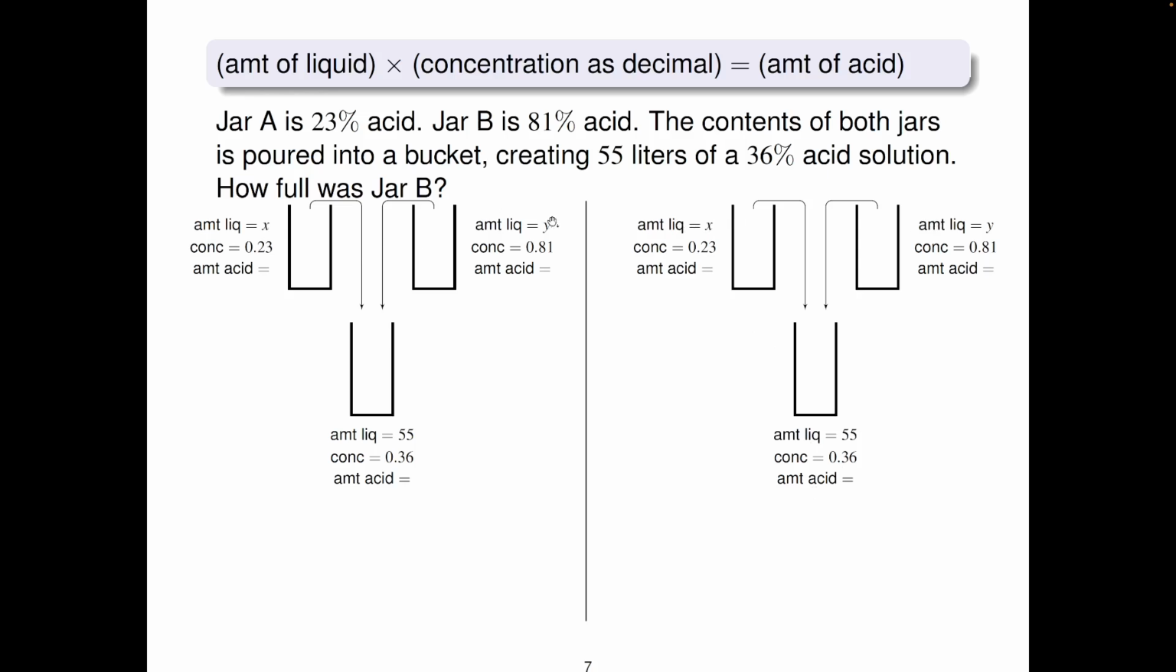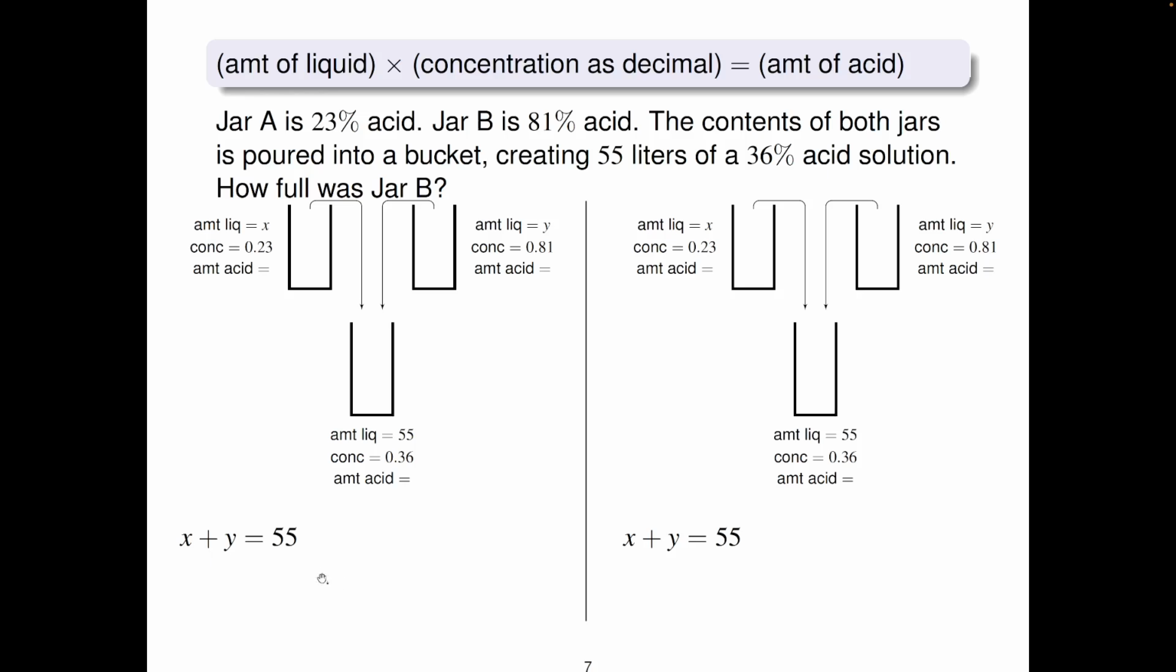I didn't want an X and an X because that's saying that both jars are full by the same amount, and we don't know that. That's an extra assumption that the problem doesn't let us make. But the amount of liquid from this jar and the amount of liquid from this jar should add together to be 55. So X plus Y equals 55. The same is true here because the diagram hasn't changed. And then here's where things will be a little different.